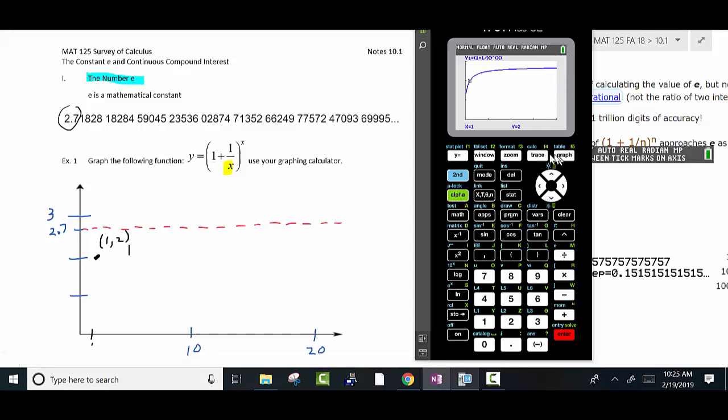I'm just going to get one more point. Let's go all the way out to 20. So if I trace at 20, that's like 2.6 or something like that. So on this, just put another point there, and let's label that as 20, comma 2.65, like that.